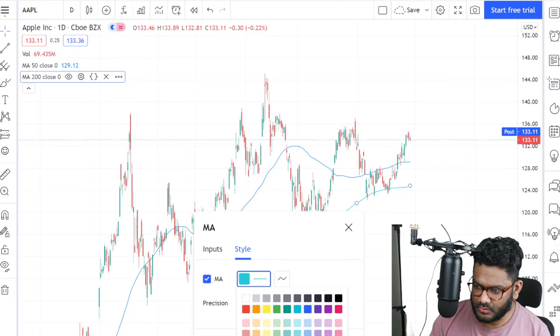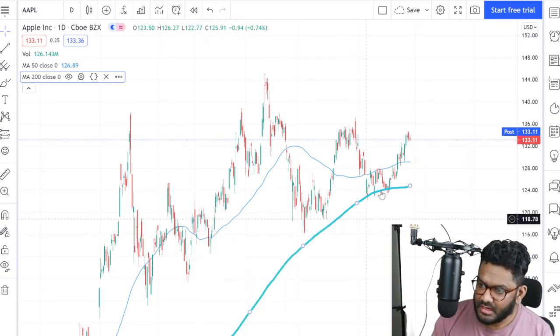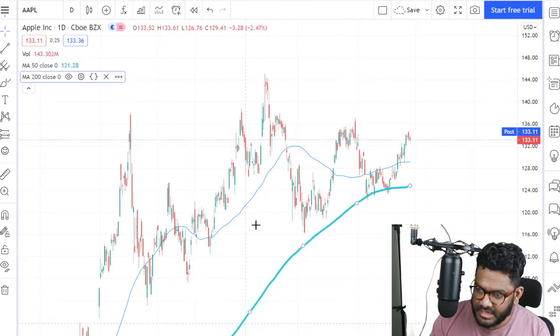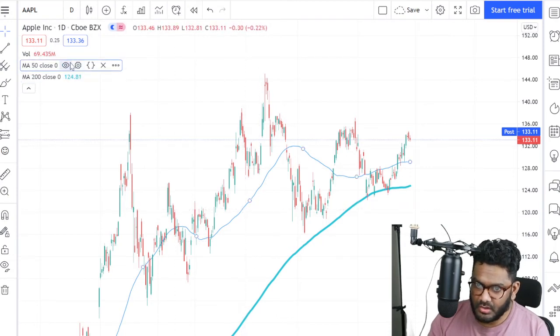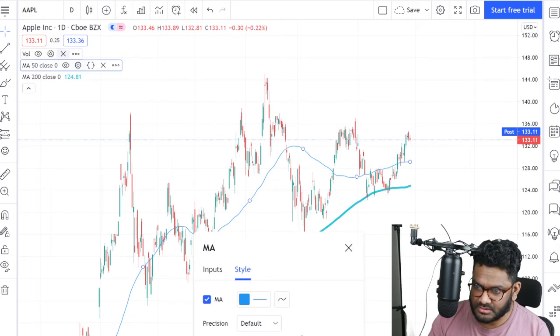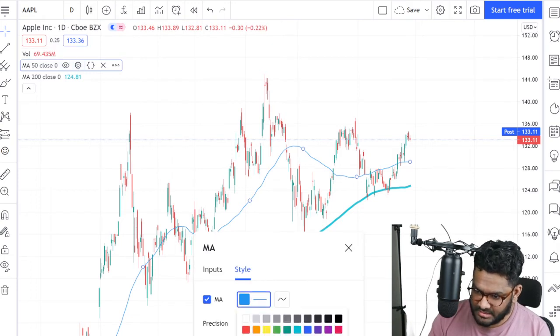Yeah, I can do this one. Okay, so I just make it a little thicker here. So that's my 200 days moving average. If you can see this one, this is my 200 days moving average, and the blue one is my 50 days moving average. I'm going to change the thickness here as well.